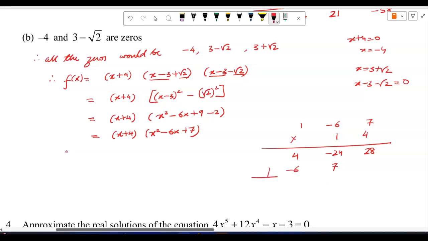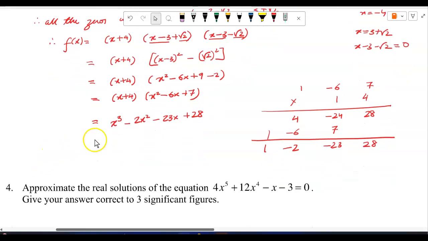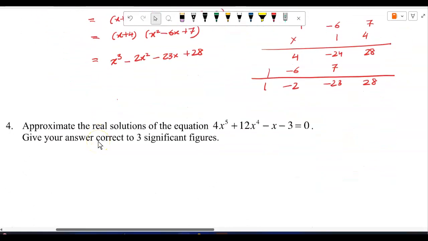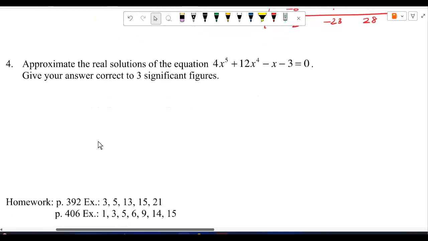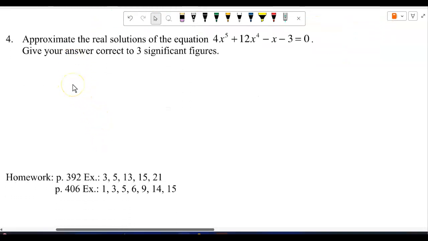When you're doing it, it will become much faster. Yeah, I know. I'm quite good at synthetic division. So what will this be? This would be x to the 3 minus 2x squared, minus 23x plus 28. Very nice.